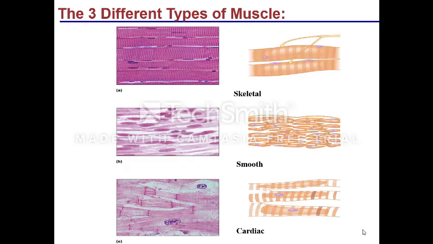and we see the stacking of the fibers and the characteristic striations in the muscle. When we look at the smooth muscle example, those striations disappear. Thus, the reason why it's called smooth muscle. You don't see that striped pattern.